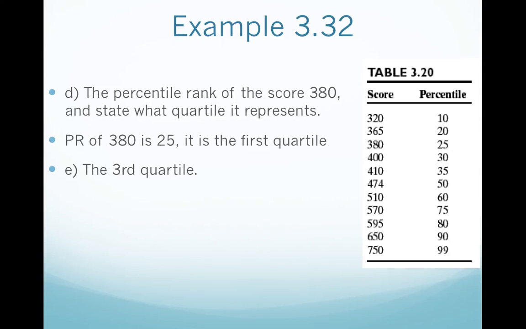The third quartile, also known as the 75th percentile, we go down to the 75th percentile. The score that represents the third quartile, or the 75th percentile, is 570, which means that 75% of students had scores of 570 or less. Okay, the score which is the 6th decile. The 6th decile is the 60th percentile, which is a score of 510. It means that 60% of the students had scores of 510 or less.